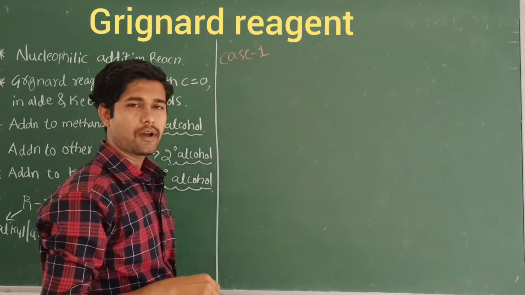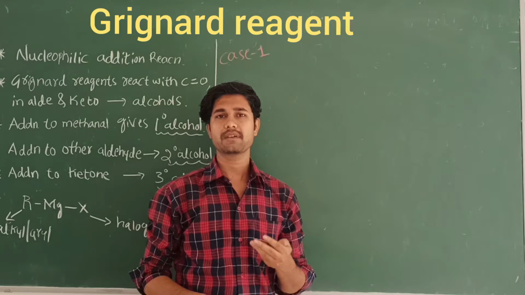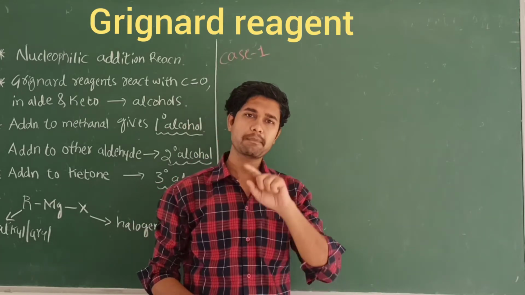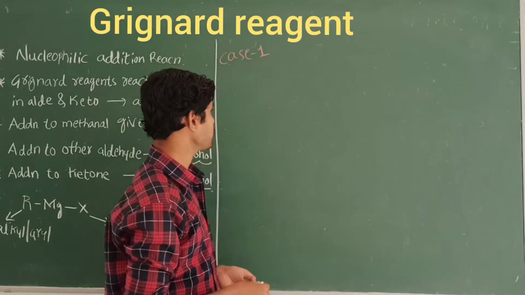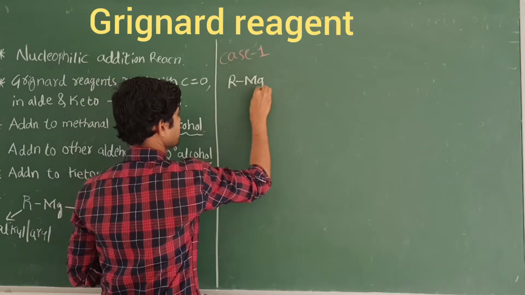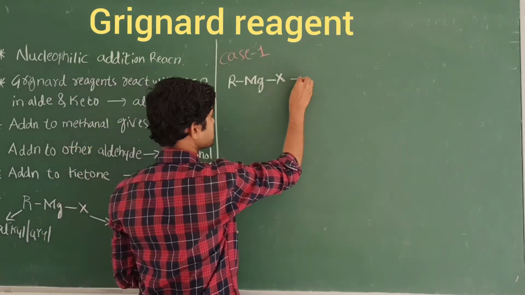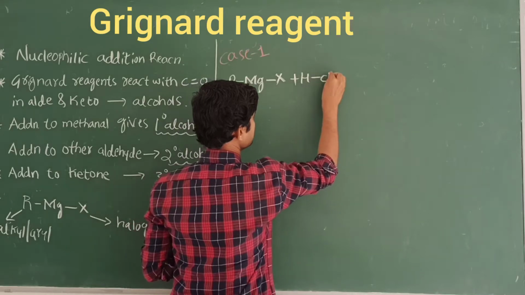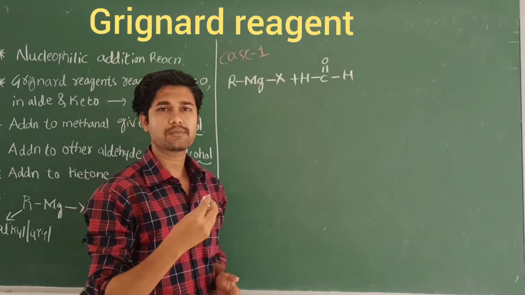In case number 1, we take formaldehyde, or methanal. The general form of an aldehyde is R-C double bond O-H. If I replace R with hydrogen, that is called formaldehyde, or methanal. Here I take the general RMgX, which is called the Grignard reagent. This Grignard reagent reacts with methanal or formaldehyde, HC double bond O-H. So what addition product will be formed?